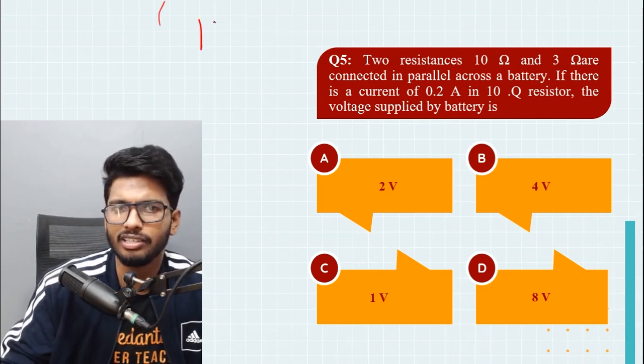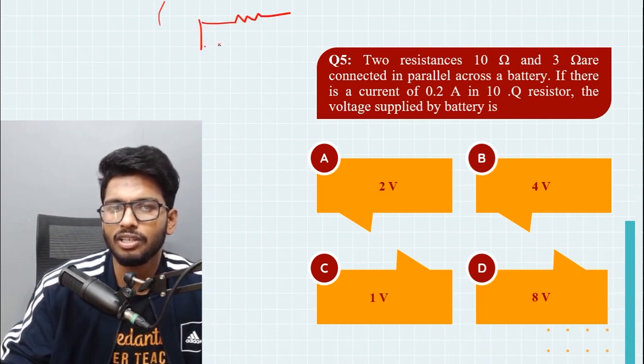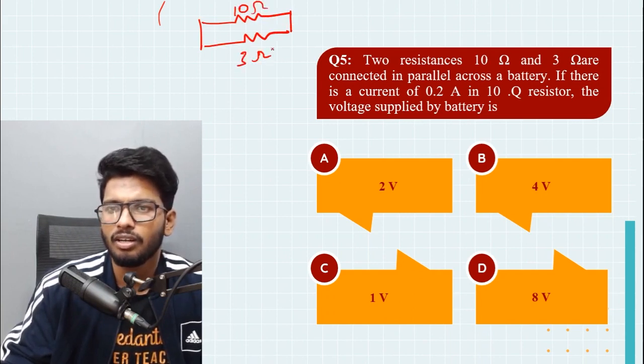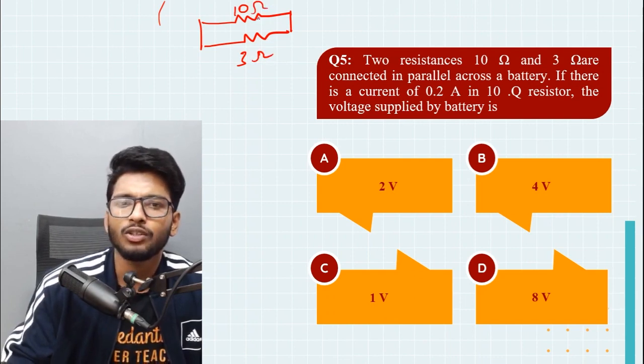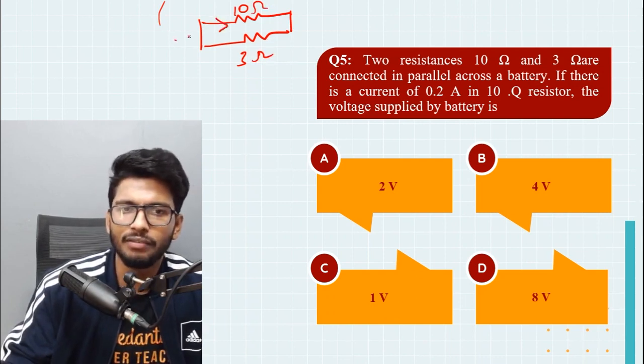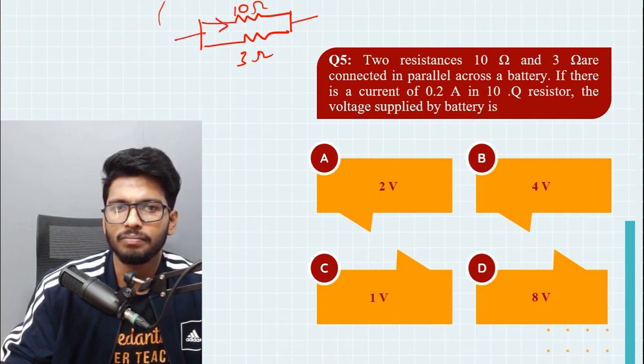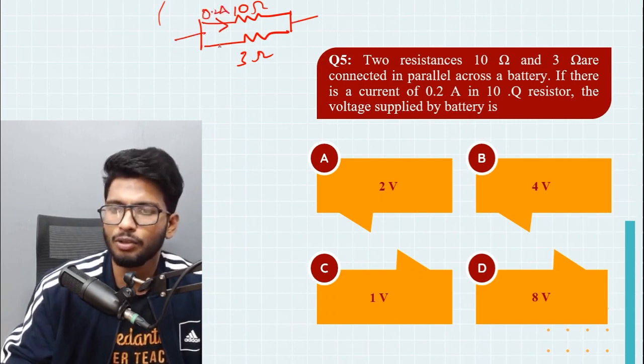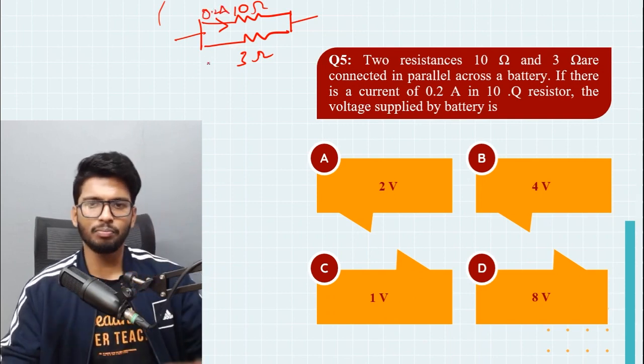Here is the connection. I'll just draw the connection first. These are the 2 resistors connected parallel to each other. This is 10 ohms, this is 3 ohms. The current flowing through the 10 ohm resistor is given as 0.2 amperes. You need to find out the potential difference of the battery.